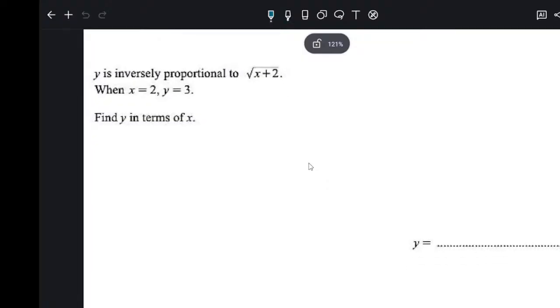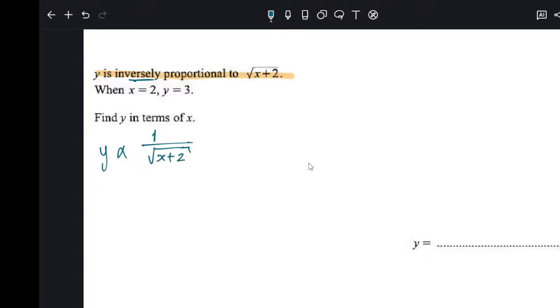Y is inversely proportional. So now they are giving you a statement. Careful there. You write it. Y is proportional. They say it is inversely proportional. So it's proportional to 1 over whatever they will now say. They say it's root X plus 2. If it's inverse, we will say 1 over. If they don't say inverse, we just put the stuff. But it's inverse, so we say 1 over the square root of X plus 2. Don't make a mistake here.